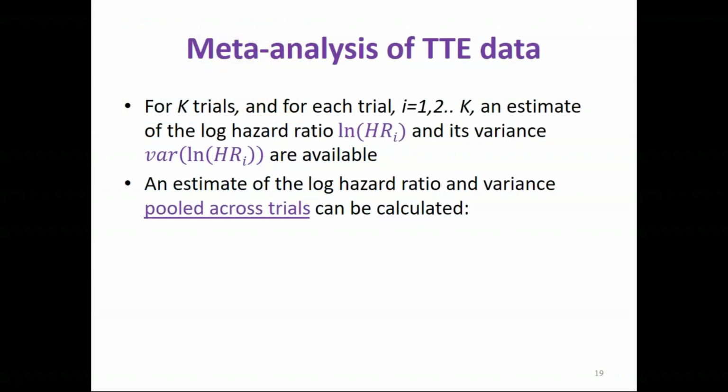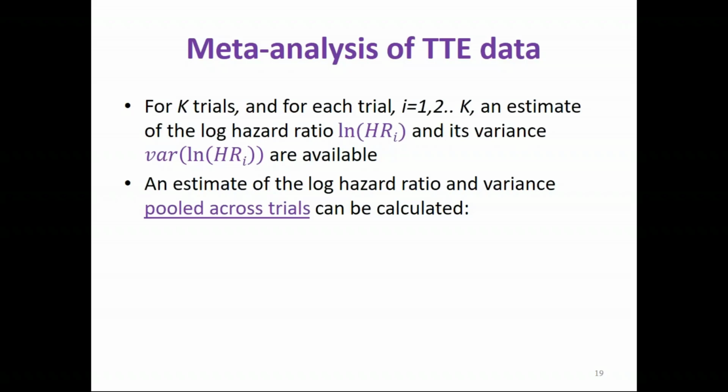So that's just an overview of how to analyse survival data or time to event data in an individual trial. When we come to do a meta-analysis of these individual trials, the effect measure that we're interested in is the hazard ratio. But when we do a meta-analysis, we work on the log scale. So what I'm going to refer to now is going to be the log hazard ratio and its variance.